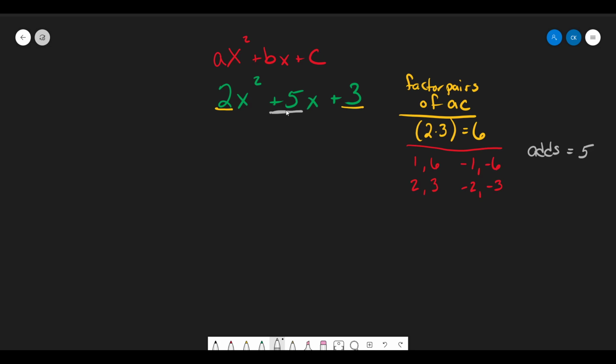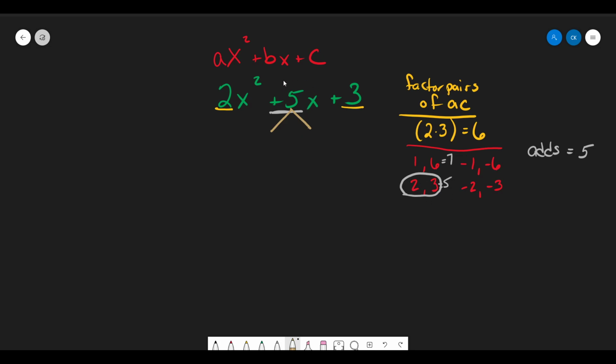Well, 1 plus 6 does not equal 5. That's going to equal 7. 2 plus 3 equals 5, so this is the pair that we want. This first part is very similar to what we were doing before. This is where it changes a little. Once we have our factor pair, we're going to rewrite my trinomial into a 4-termed polynomial by taking this middle term and rewriting it using these two numbers.